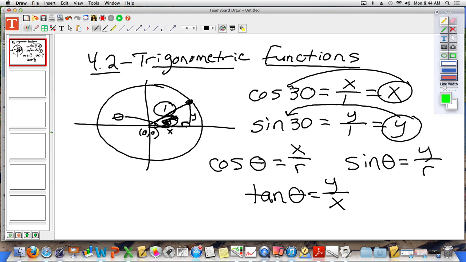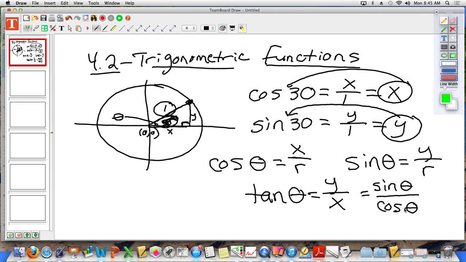So when we say that tangent is the y value divided by the x value, it is important for you to know that y divided by x really just means, y again is sine, it's taking the sine of theta and dividing it by the cosine of theta. That's something that you need to commit to memory. Tangent means sine divided by cosine. Sine of theta divided by the cosine of theta.